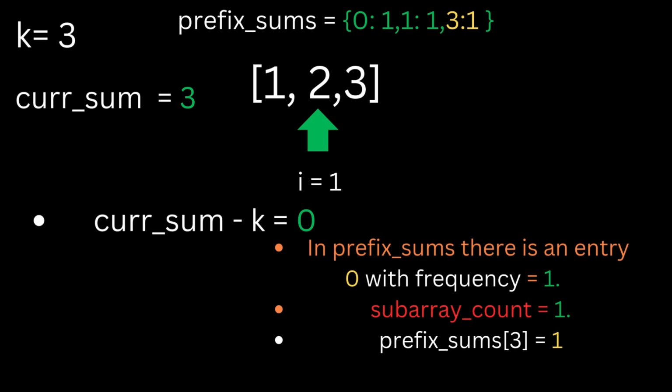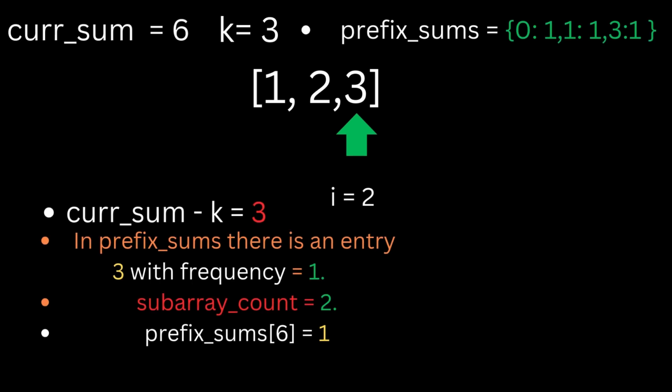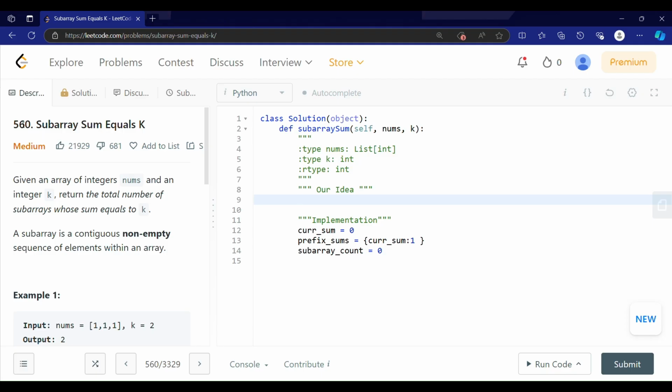Same for i equals 3. We will update the cur sum. Then, we will check for cur sum minus k, if it has been seen in prefix sums. Okay, so now it's the turn for subarray count, and we will increment it by the frequency, and at last we will update the frequency of 6 in prefix sums. This is the final iteration, then we'll just return the subarray count. So the output is 2.